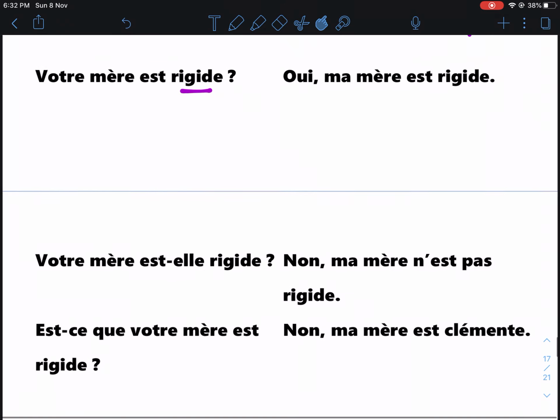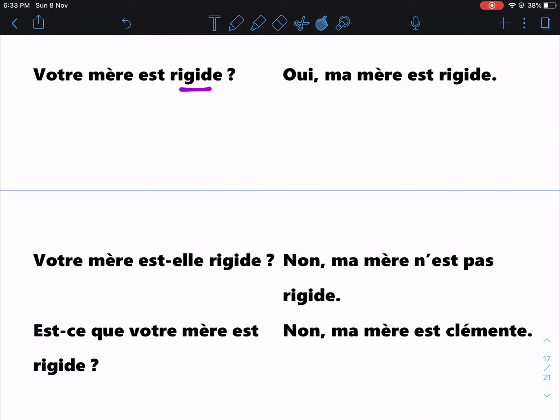Mother. Okay, so let's talk about mother. So you have two new adjectives here. You have rigide and also clémente. Rigide here means strict, very strict. Okay, always wanting things their way. Well, mothers always do that. Here clémente means very merciful, very tender and gentle. Okay, the opposite of rigide. So let's look at the question.